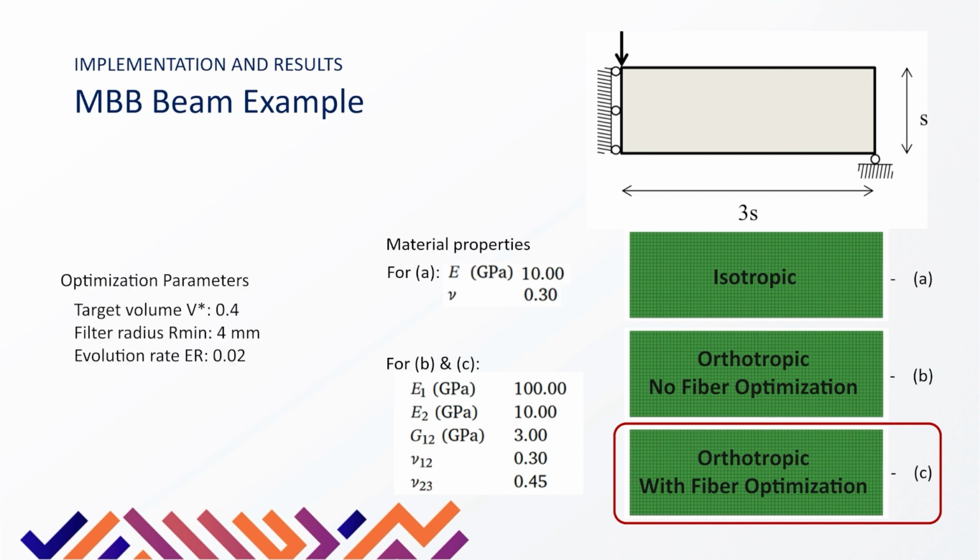All 3 models have the same optimization parameters, with 0.4 for the target volume, 4 millimeters for the filter radius, and 0.02 for the evolution rate. Let's see how it gets optimized.